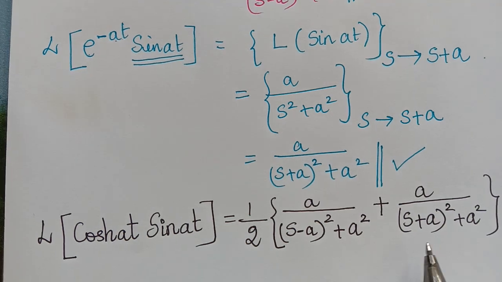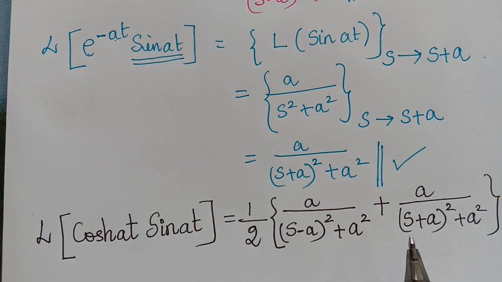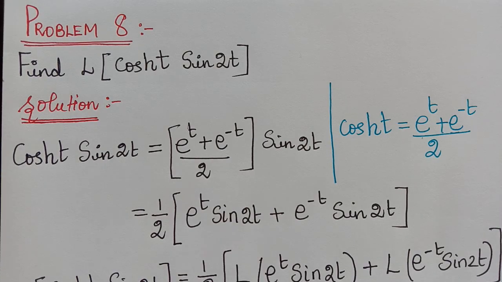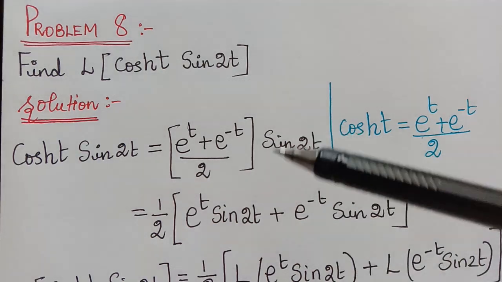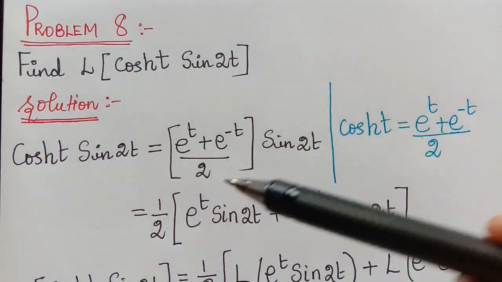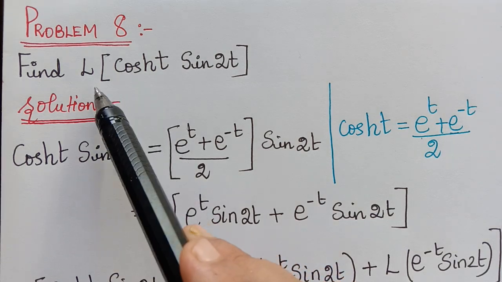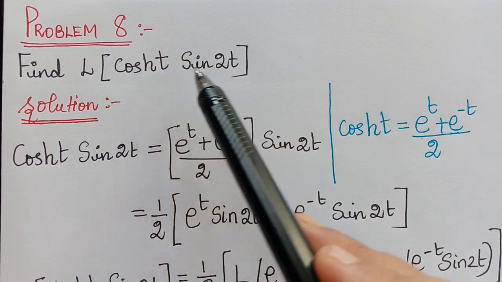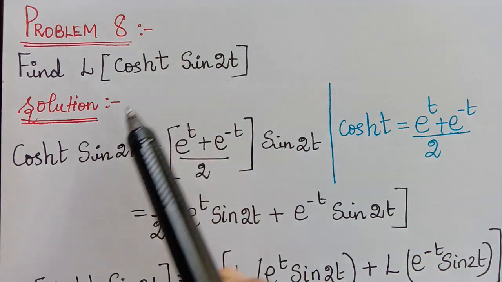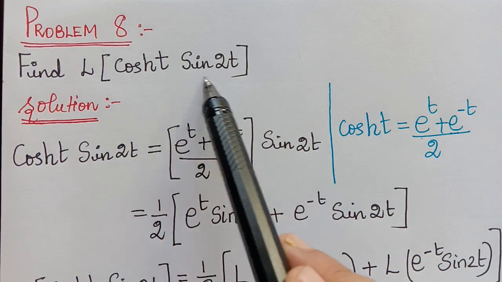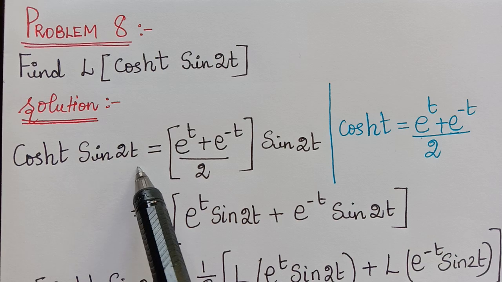Now let us do problem 8, which is the same as problem 7. Here we have problem 8, which I have already solved for you. You can quickly have a revision of it. Here we have to find the Laplace transform of cos ht sin 2t. First we shall consider cos ht and sin 2t, which we have taken and written here.